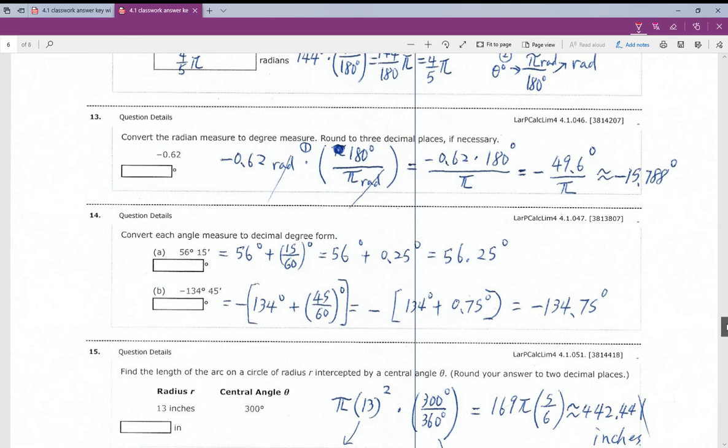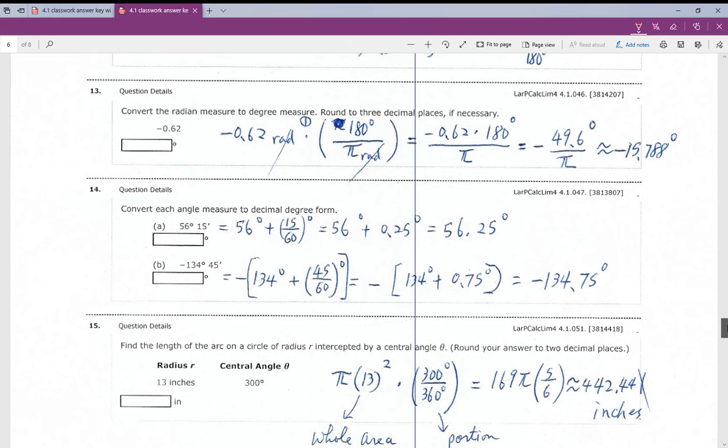Number 12, let's start. Number 13. Okay, number 13. This time they give you radian. Therefore, you want to have a radian in the denominator to cancel out, and the 180 degree in the numerator. So after you cancel out the radian, this time radian needs to be on the denominator, so you can reduce. So negative 0.62 multiplied with 180 degree, then you convert radian to become degree.